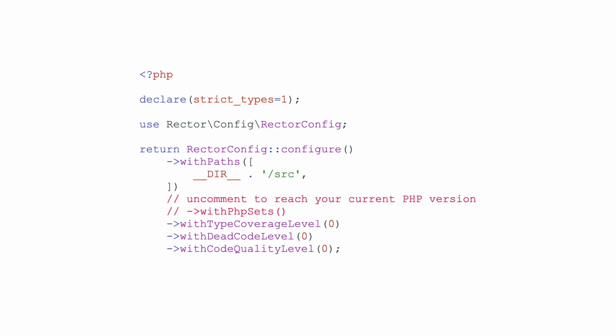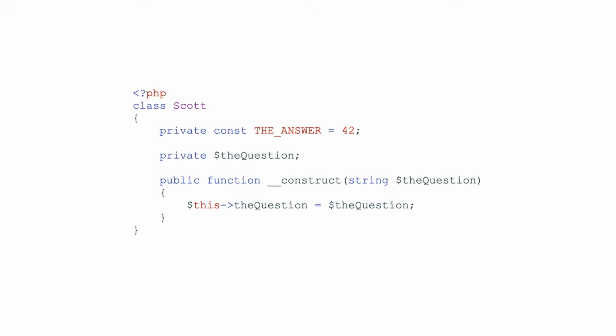It may have changed between the time that this recording was made and when you're watching it, as I know that the upgrade from Rector 1 to Rector 2 made a huge change in how the configuration file was created. For our first example, we're going to uncomment the withPhpSets line so it's active. Now what this does is really cool. It causes Rector to look at the composer.json file of the project it's being run on and determine which upgrades are possible. So, for example, we have the following code.